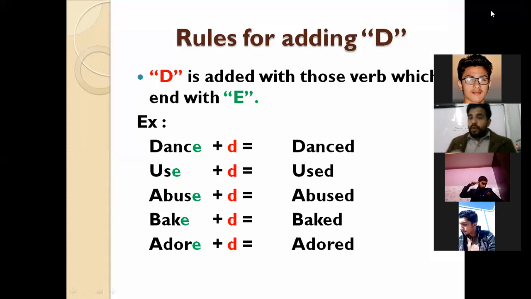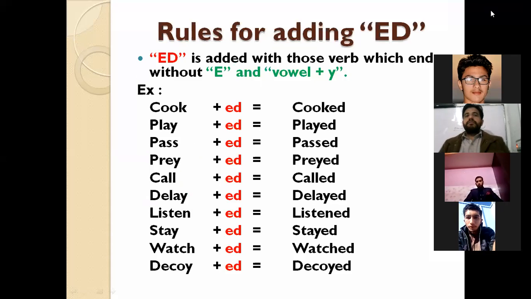So all those verbs whose first form ends with E, you will add D at the end of it to change it to the second form of the verb. Rules for adding ED: where to add ED then? We can see here, a verb which ends without E, or vowel plus Y. That means the verb which ends without E, not with E, with any other letter.